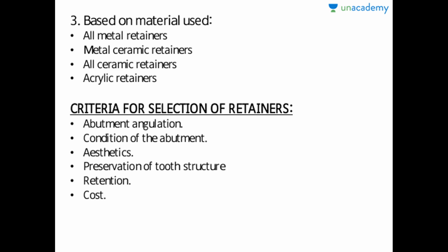And in cases of cost, full veneer all ceramic retainers are recommended for anterior tooth replacements, but as they are more expensive than metal ceramic and facing retainers, if cost is a factor, then metal ceramic retainers can be considered for the anterior region and all metal for the posterior region.